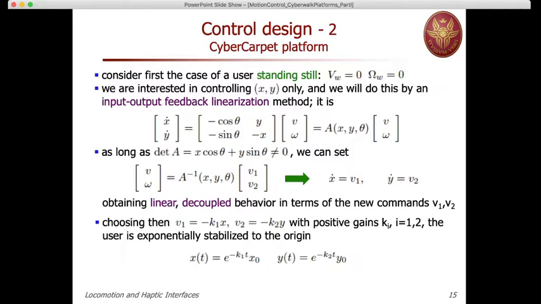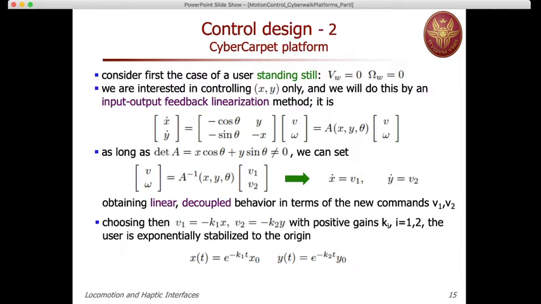If this is true, we set as commands v and omega exactly the inverse of this matrix times new velocity commands v1 and v2. You may recognize that this is a standard approach. And the result of this type of commands will be x dot equals simply v1 and y dot equals simply v2. So you see that we have completely decoupled the behavior along the x direction and along the y direction of the position of the user, who is standing still. So with the v1 command we can bring x to 0, and with the v2 command we can bring y to 0, no matter what their initial values, x of 0 and y of 0 at time 0, are, at the beginning of our experiment. So the dynamics of x and y after the application of this control are linear, and they are decoupled along the two directions, okay?